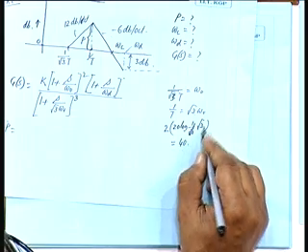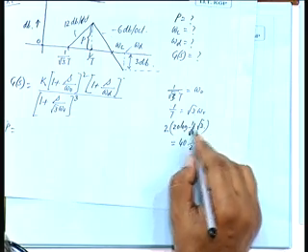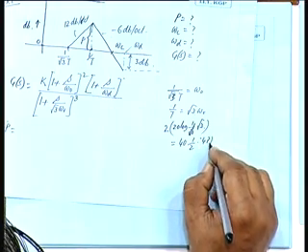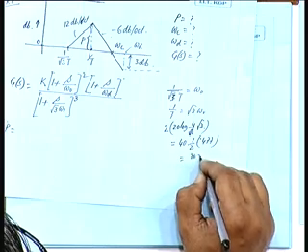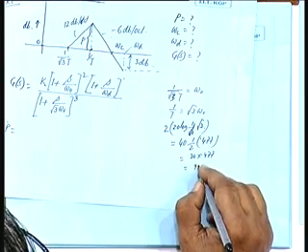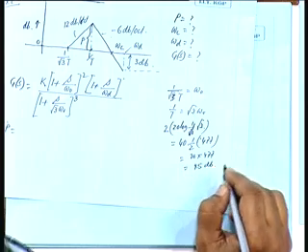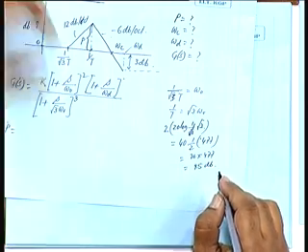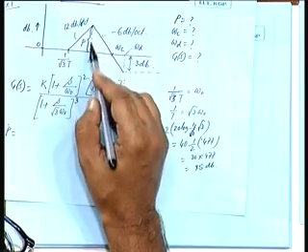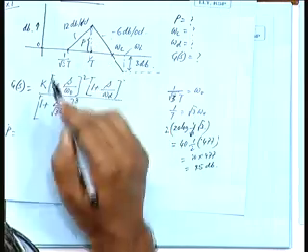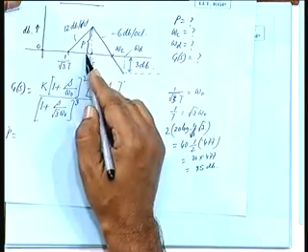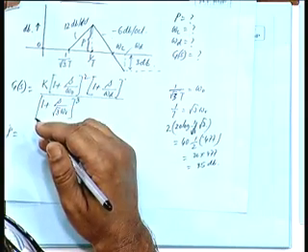40 log of root 3 is 1 by 2, log 3 is 0.477. So, 20 into 0.477, about 9.5 dB. Is that okay? At 2 times this, it would have been 12 dB. It is a little less because root 3 is less than 2, 1.732. So, at that frequency it will be less than 12 dB, it is approximately 9.5 dB.